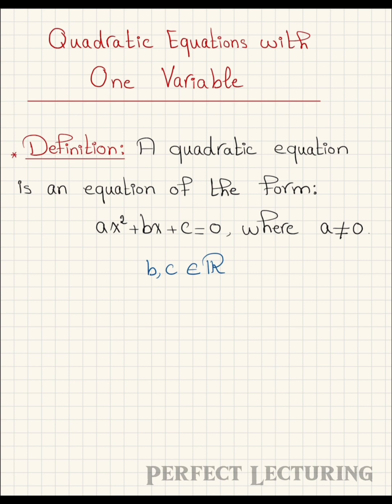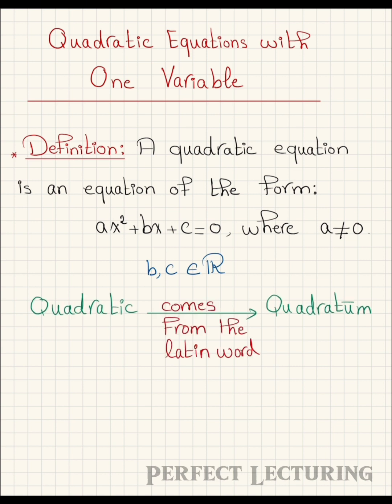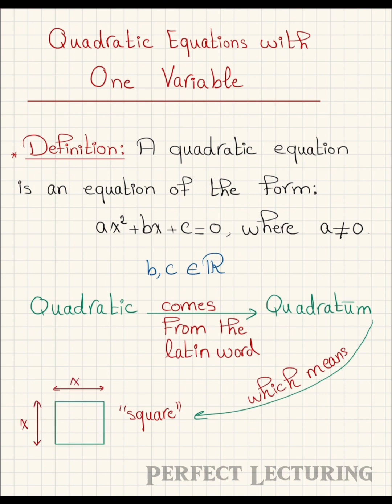The answer is the following. The term quadratic comes from the Latin word quadratum, which means square. This is why we call it quadratic equation, because of the term x squared. And by the way, we call x to the power of 2 x squared in algebra because it is the area of a square with side x. So that is regarding the terminology.